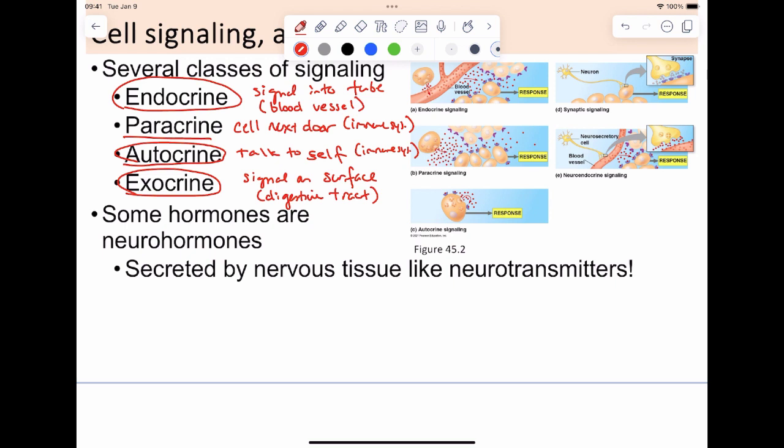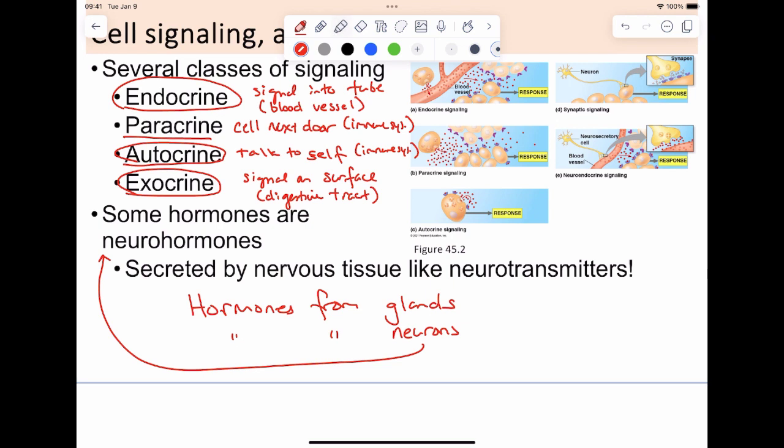What makes these hormones strange is where they come from. Hormones can come from glands. Bless you. But there's also a subset where hormones can come from neurons. We call those ones neurohormones.